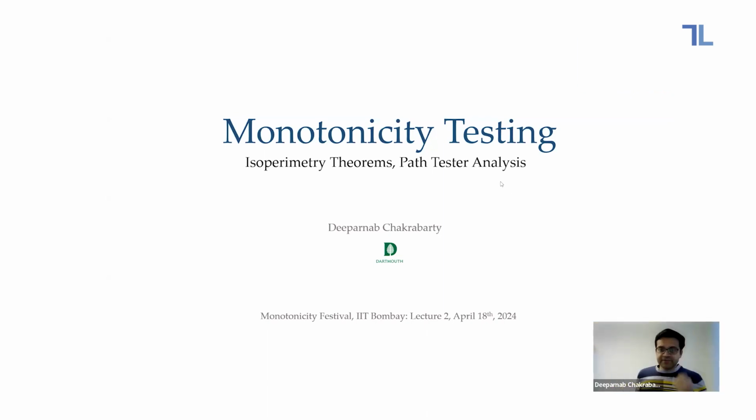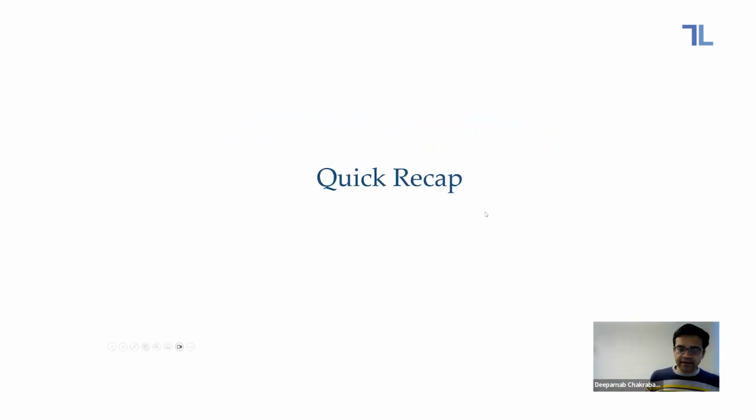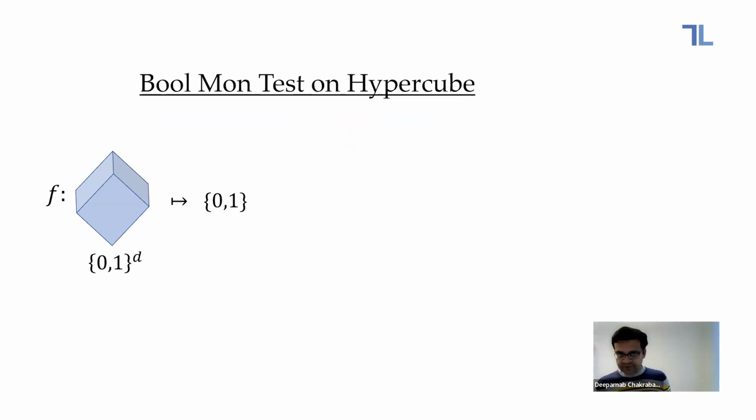Thanks, Akash, and thanks to everyone for coming back for lecture 2 of this series. Let me begin with a quick recap of the problem that we are going to study and what we saw in the last lecture. Today we're going to talk about Boolean monotonicity testing on the hypercube domain. There's a function defined on the d-dimensional hypercube, and the range of the function is 0, 1. So it's a Boolean function.